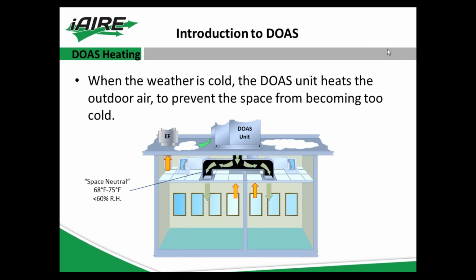So like we have here in Chicago, design days of -10 in the winter, your DOAS unit has to be able to provide air at space neutral, so that's 68 to 75. So you're going to need a 70 to 80 degree rise, which generally means these need large heat exchangers.